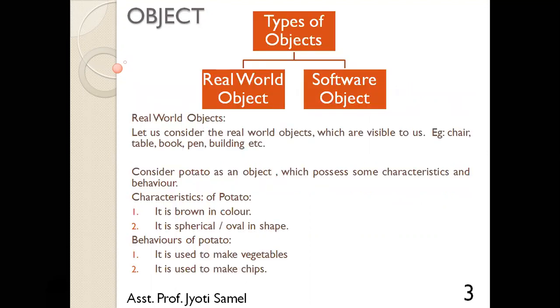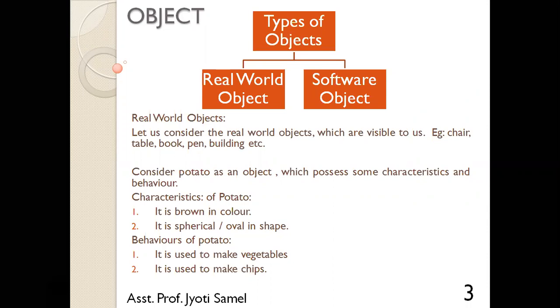Let's move ahead and see what the types of an object are. There are two types of objects. Number one is known as a real world object, and number two is a software object. Real world objects are visible and tangible, we can feel them and touch them. Real world objects are chair, table, book, pen, etc.